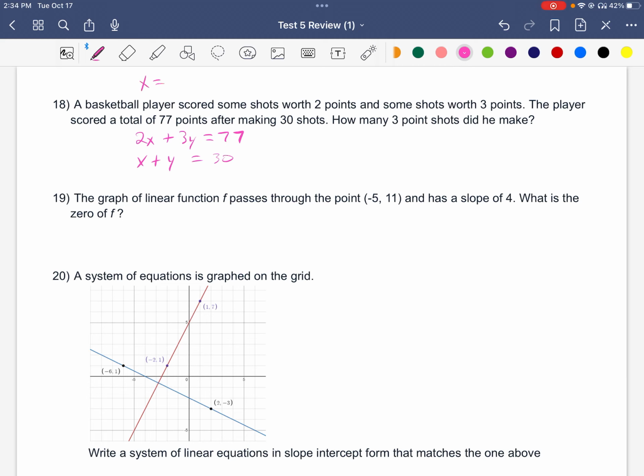So I'm going to say x is equal to the 2-point shots, and y is equal to the number of 3-point shots.